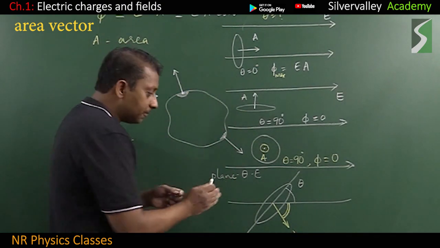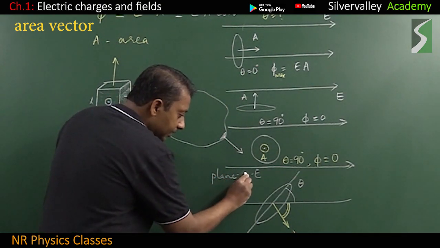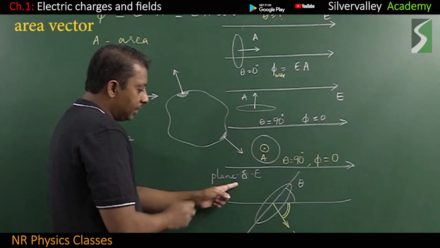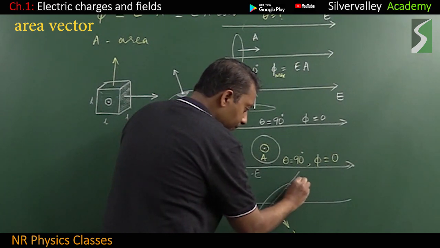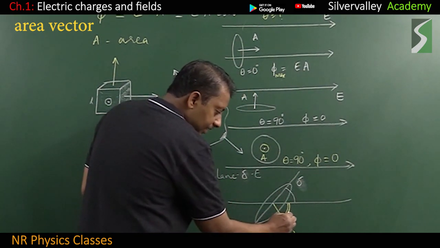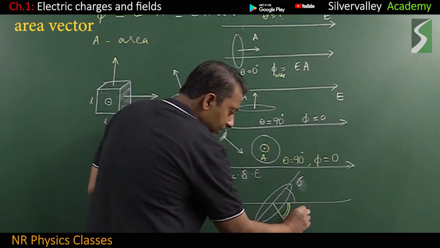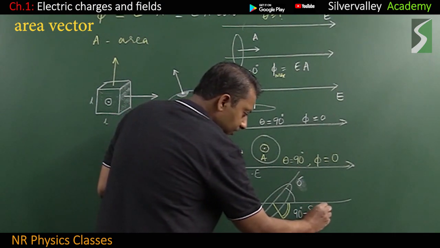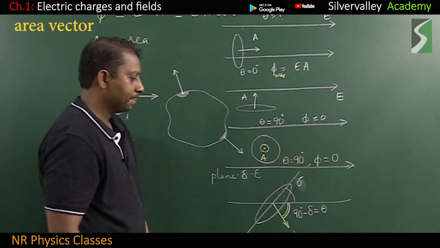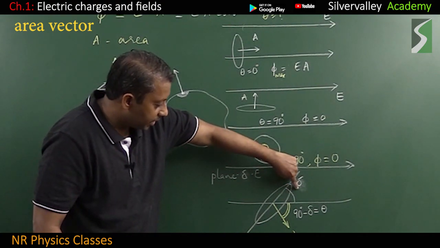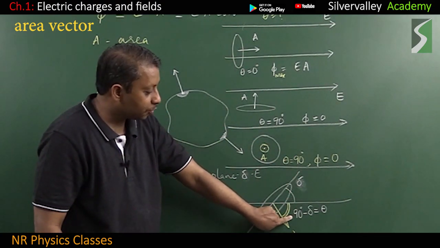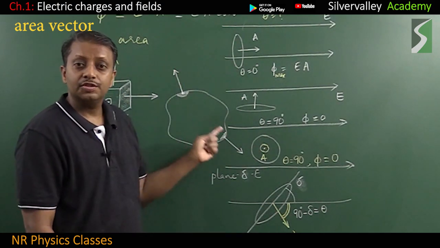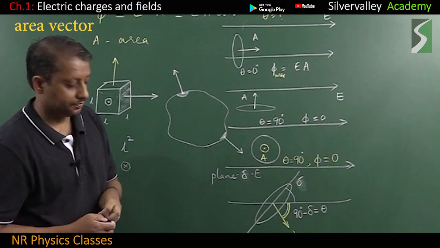To avoid confusion, let me denote this by delta. If delta is the angle between the plane and E, then this angle is 90 minus delta. This 90 minus delta is theta. If this is 30 degrees, then this angle is 60 degrees. So 60 degrees is wanted for the equation. So this is related to flux.